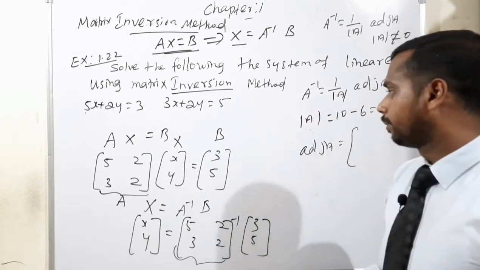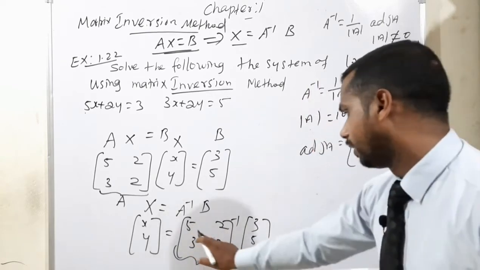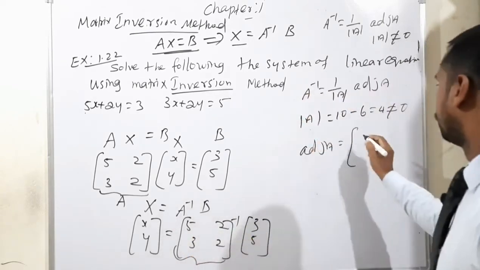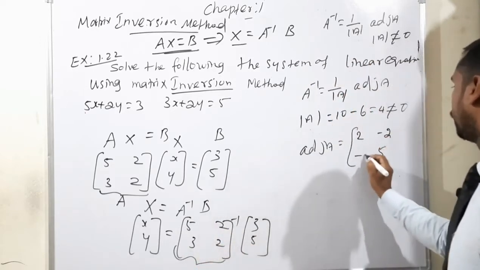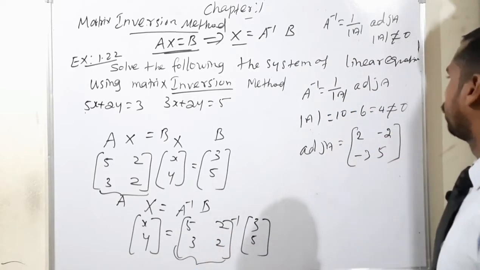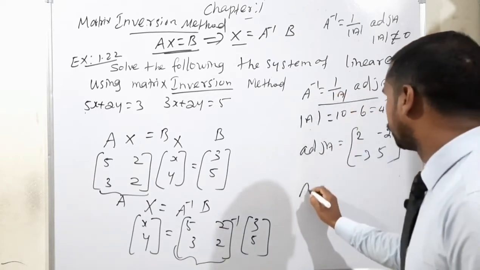For a 2 into 2 matrix it is very easy. Interchange the leading diagonal, so 2 and 5, and change the sign of the off diagonal: minus 2 and minus 3. This is the adjoint of A. Then we just have to apply the inverse formula.